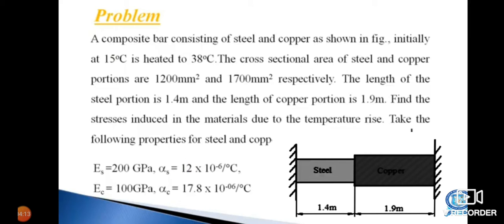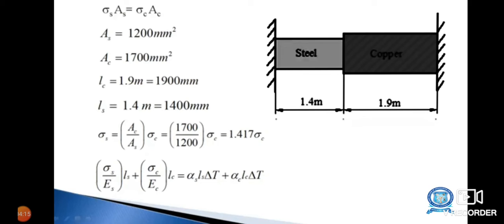So next we have to write the given data from the problem. Then we have to write the formula used. So you can write the formula in this section. Sigma s means stress in steel, A s means area of steel, sigma c means the stress in copper, A c means area of copper. So stress in steel into area of steel is equal to stress in copper into area of copper.